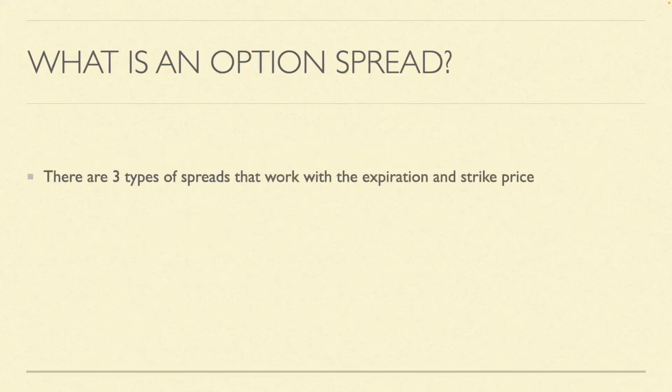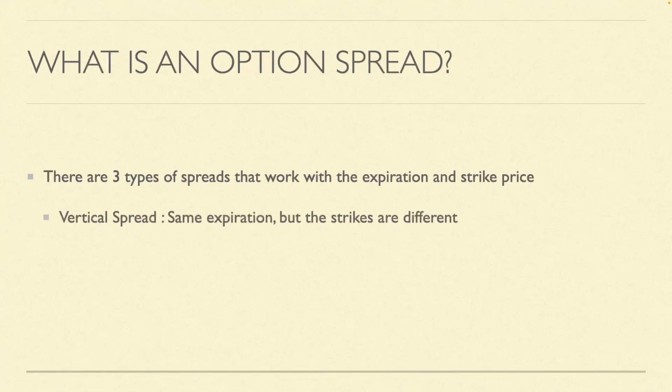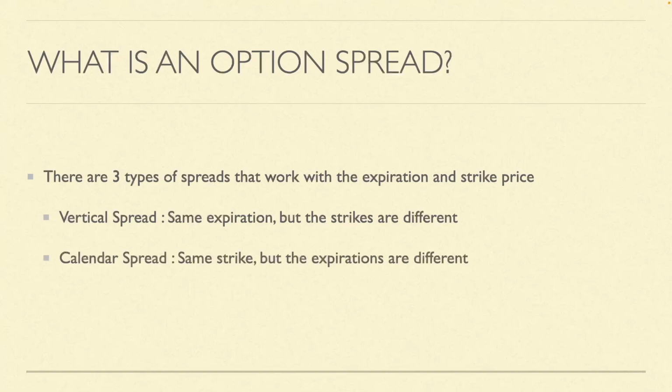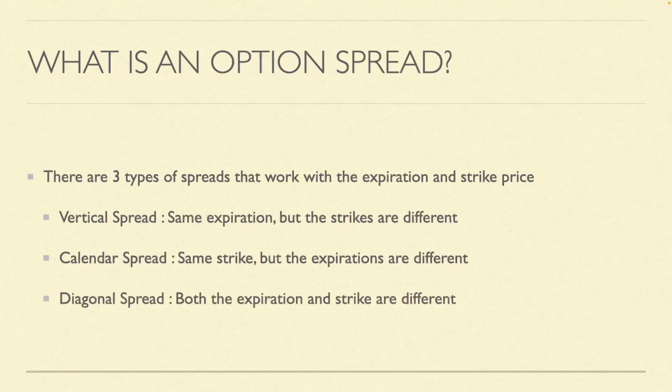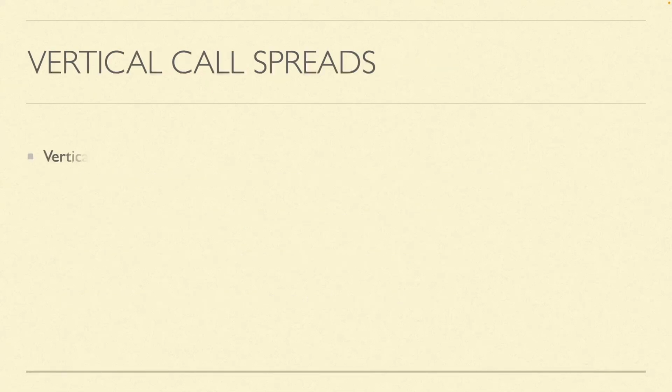There are three types of spreads that work with the expiration and strike price. We have the vertical spread, where we have the same expiration but the strikes are different. The calendar spread, which uses the same strike but different expirations. And a diagonal spread, where both the expiration and the strike are different. Let's look at these in more detail.